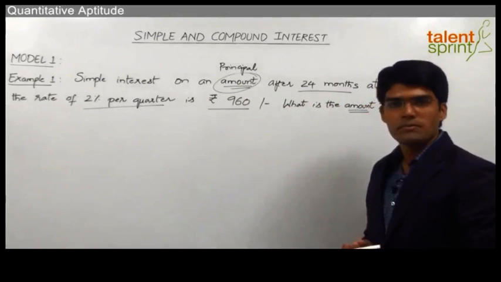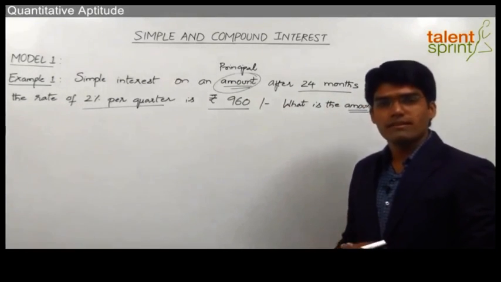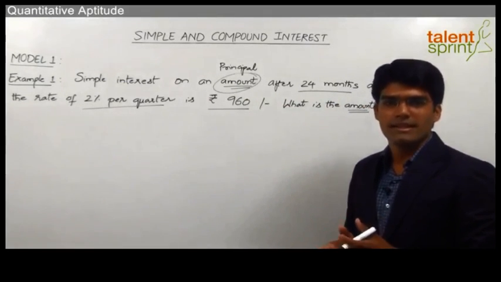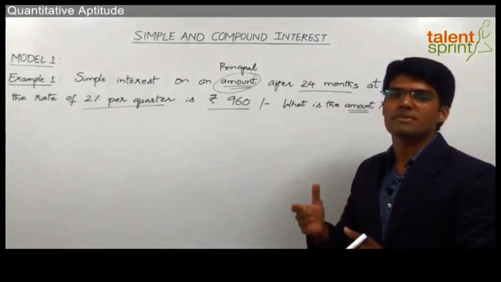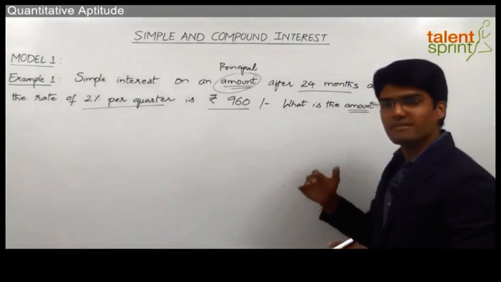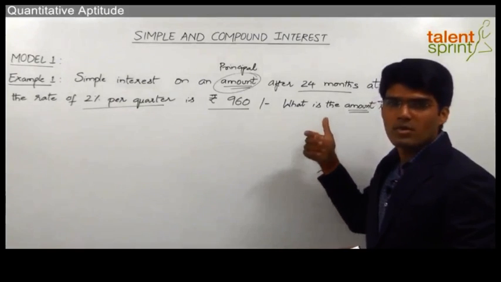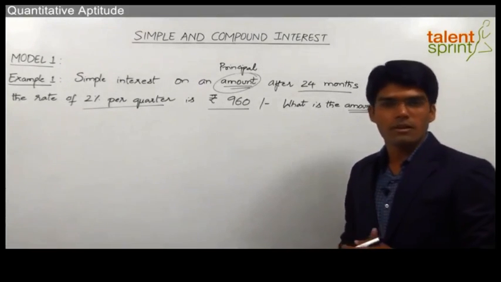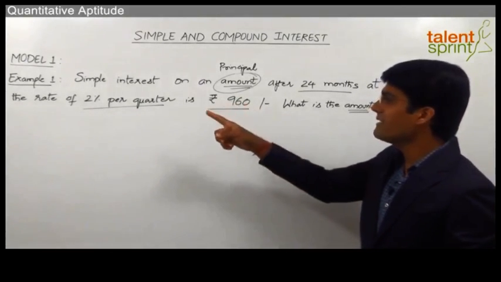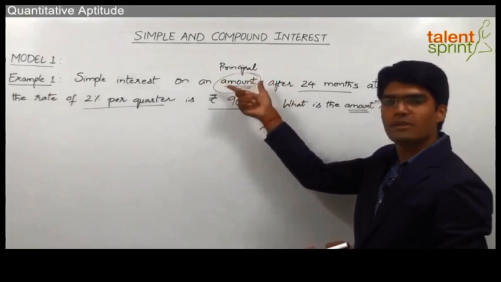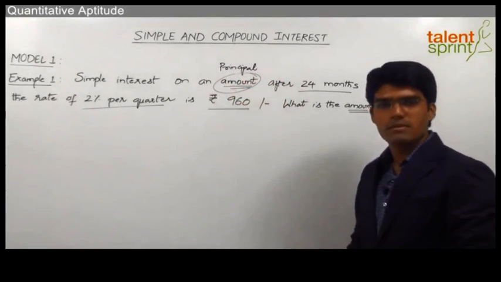The point to be understood here is that amount is a general term. It can either be the total amount or the principal amount. So based on the question, we first need to decide whether it is the principal amount or the total amount, and then accordingly do the calculation. As it is an interest on some amount, this amount has to be the principal. So the principal has to be calculated.